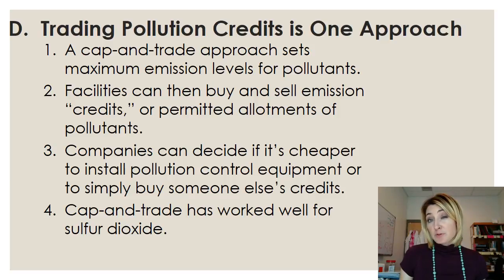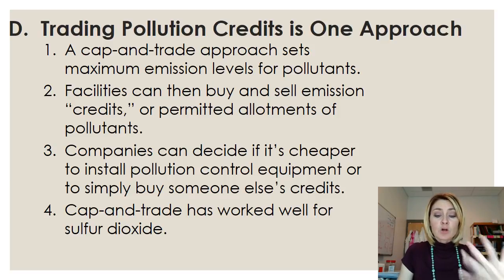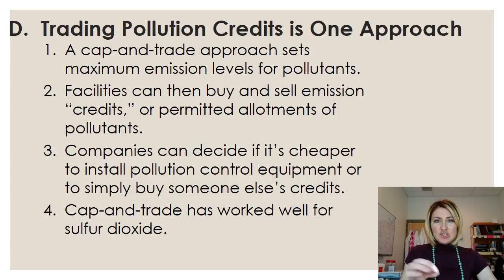Another strategy for air pollution control is called the cap and trade approach, and the 1990 revisions of the Clean Air Act created this incentive as a control measure. What happens is the EPA sets a maximum emission level for a particular pollutant, and then a facility can buy or sell emission credits or permitted allotments of pollutants. So it's up to the company now to decide: is it cheaper to install a pollution control measure or equipment, or is it cheaper to simply buy someone else's credits?